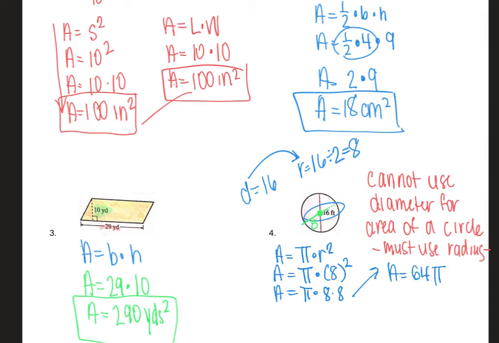Remember, we can always throw the number in front of the pi. We are totally okay with that answer. If you have to or want to get a decimal, you can do 64 times 3.14.